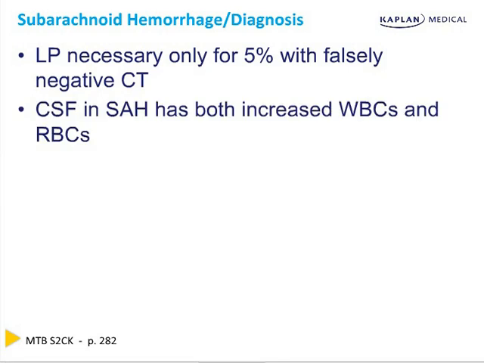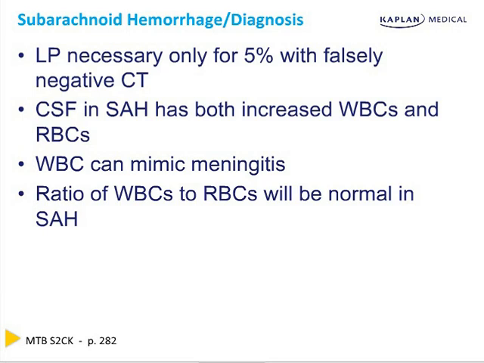You see, the CSF in subarachnoid hemorrhage has a lot of white cells, but it also has a lot of red cells. And that's why when you see these white cells, it can easily fool you into thinking it's meningitis. Well, how are you going to know it's not meningitis? In meningitis, the number of white cells is far out of proportion increased compared to the usual ratio.